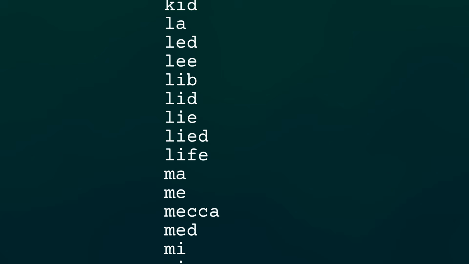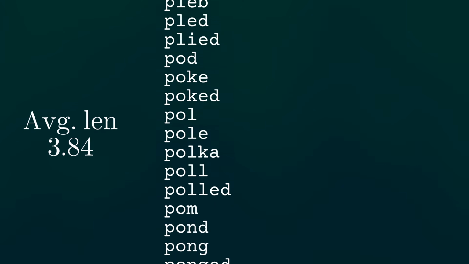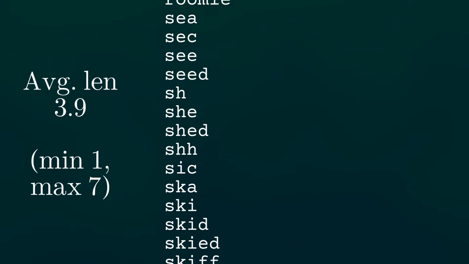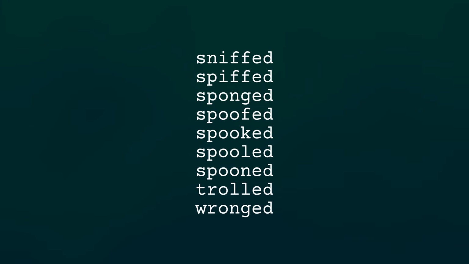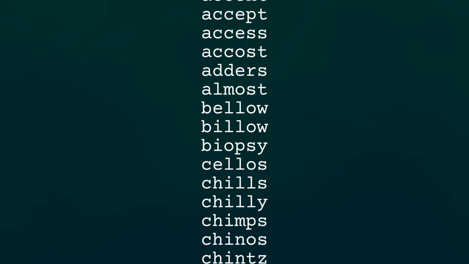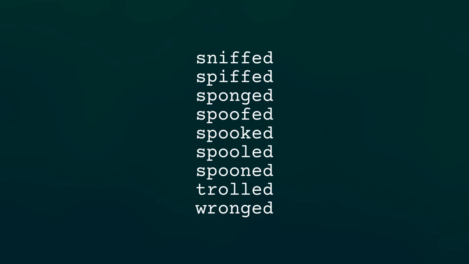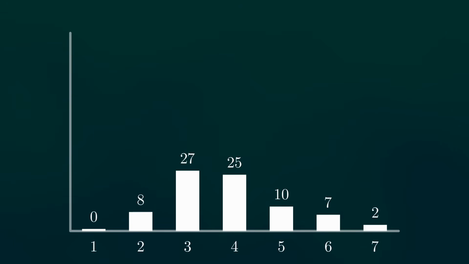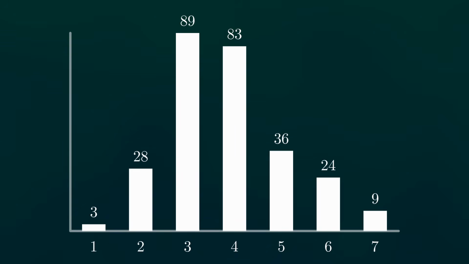The average word length in this list is 3.84, with a minimum of 1 and a maximum of 7. Wait, 7? Yeah, it turns out that there are actually quite a few 7-letter words in this list, even though there were none in the other one. Said 7-letter words are shown on the screen now. And here's the length spread. Okay, that's about it with that. Let's move on to the next.